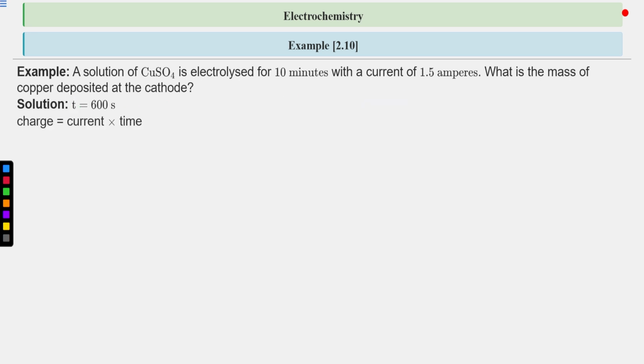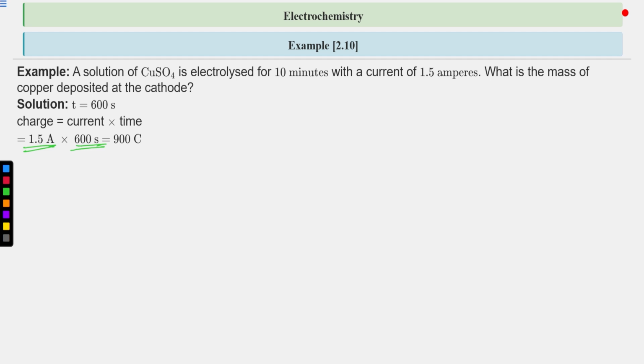Charge, as we know, is current multiplied by time. Time we know, and current we also know, which is 1.5 ampere. So we can definitely get the charge from this. The charge will be equal to 1.5 ampere current multiplied by the 600 seconds.